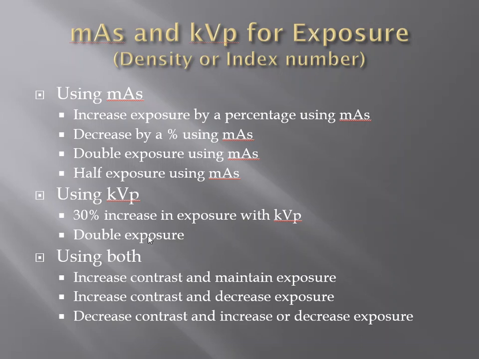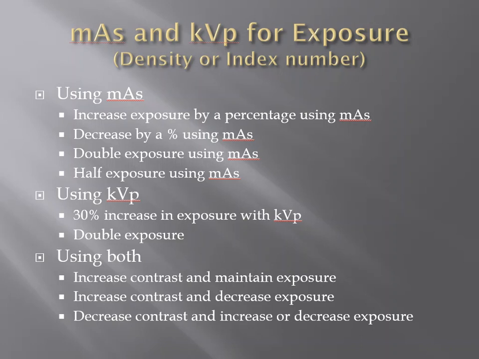So using KVP, a 30% increase in exposure with KVP would give you a noticeable difference. Again, that's your 1/3. And doubling the exposure using KVP would be changed by 15%, increasing your KVP by 15%. So, manipulation of both contrast and exposure. You've got to read the question.